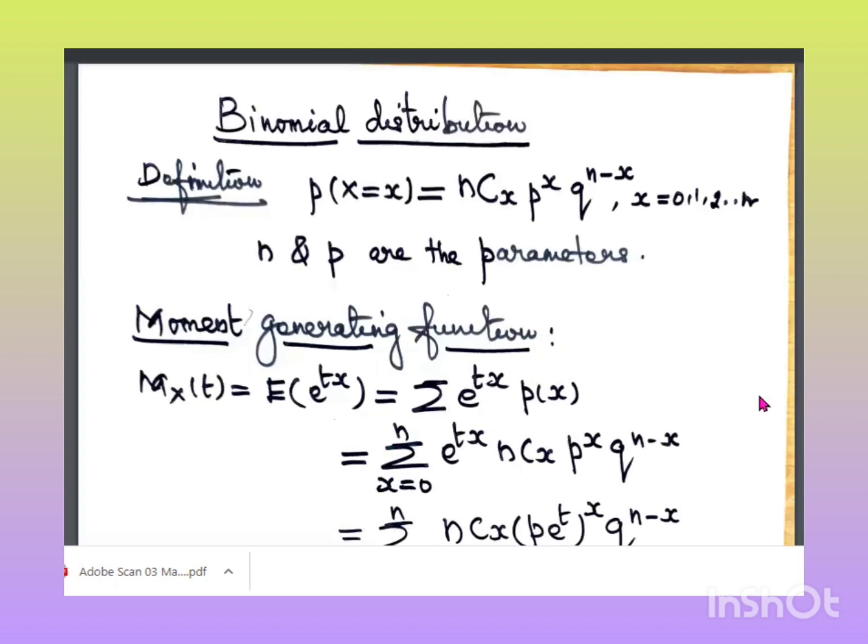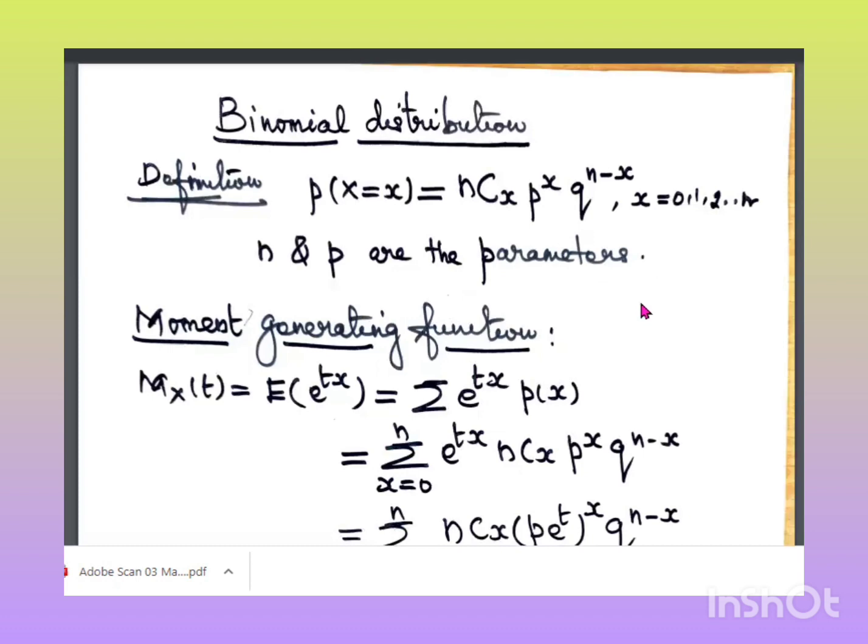So here, the binomial distribution definition is: probability of X equal to x is equal to nCx, p power x, q power n minus x, where x is equal to 0 to n, that is 0, 1, 2, 3, up to n. nCx means combination. You can write it as n factorial divided by x factorial into n minus x factorial. p is success, q is failure, and n is the number of samples. So n and p are the parameters.